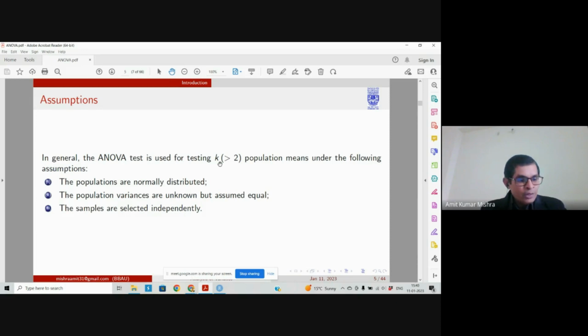So these three assumptions are there, and now you must know how to test them. For example, for normality, you know there is a test, the Shapiro test. You can apply that test to check normality, or you can plot a box plot.